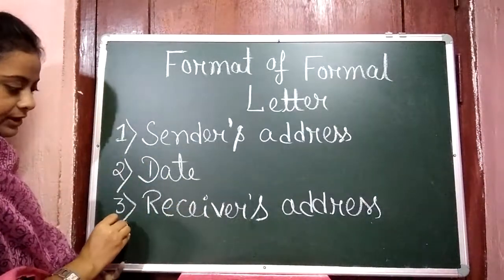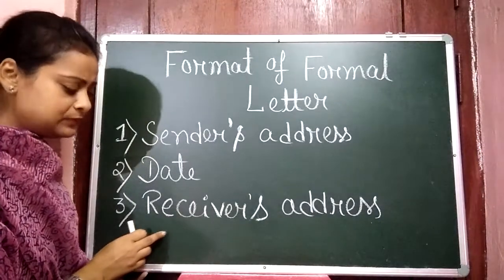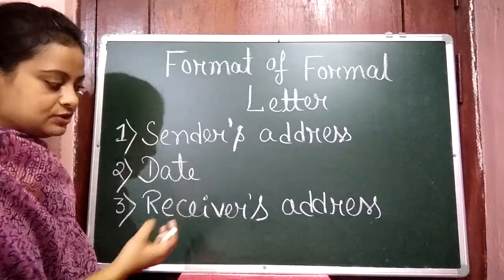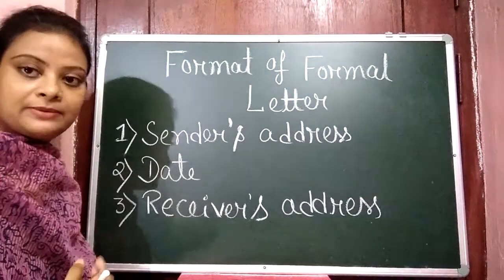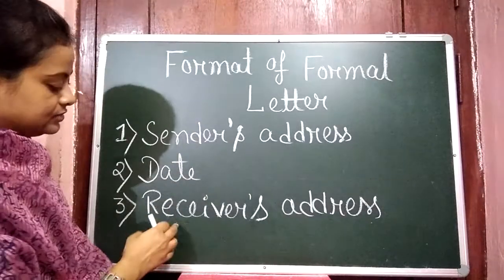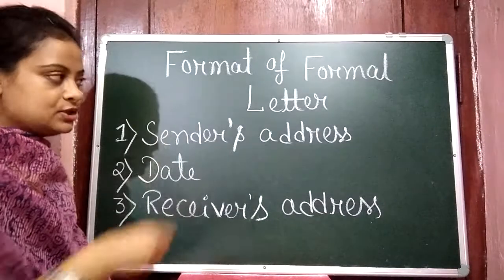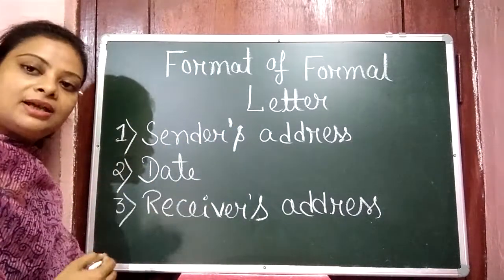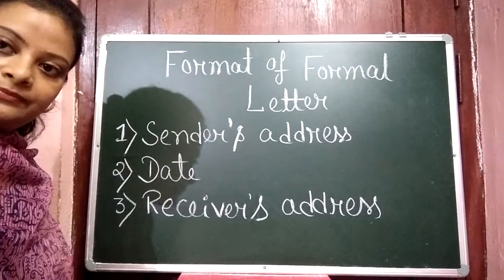Number 3, receiver's address. What is the meaning of receiver? Receive means to get something. So receiver means the person who is getting my letter, who is receiving my letter. So the receiver's address should be here in case of a formal letter. In the format of a formal letter, the third point is the receiver's address. You have to write the receiver's address.